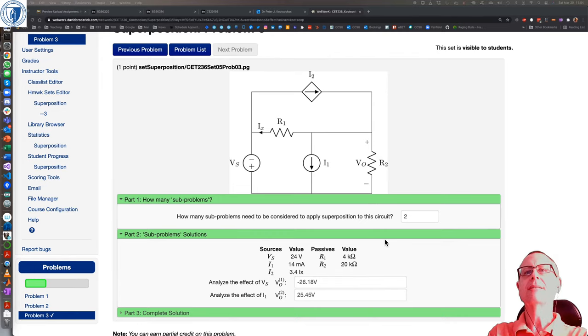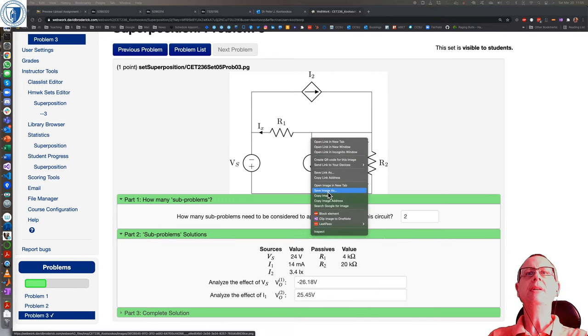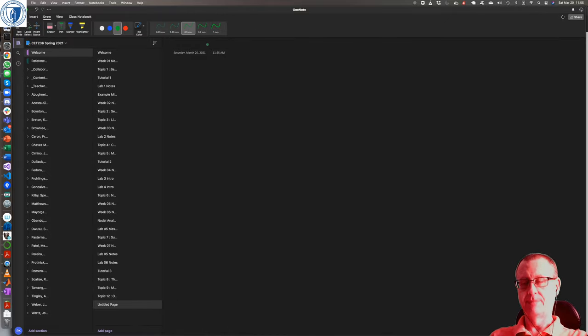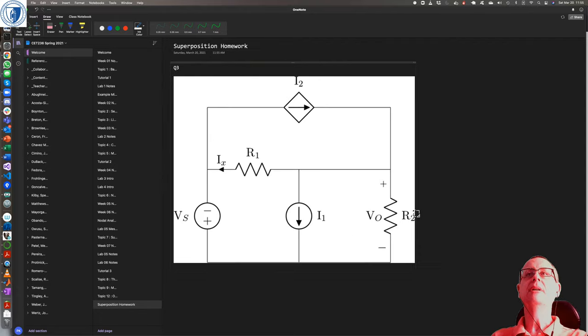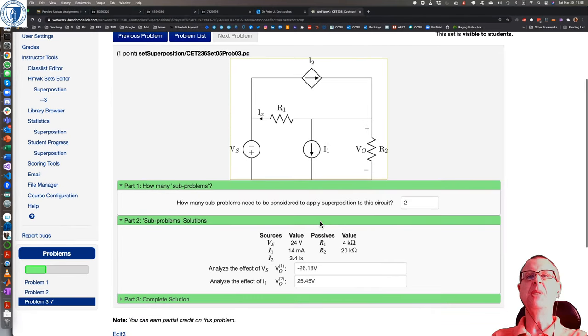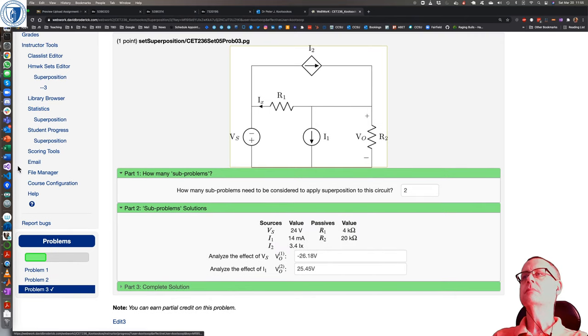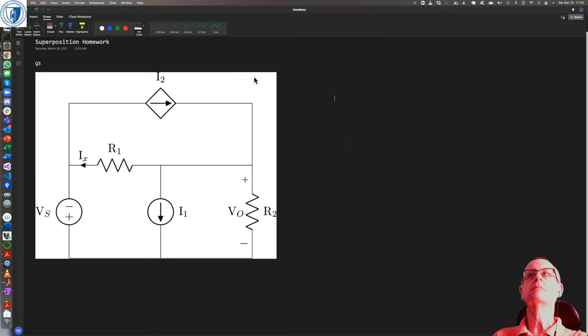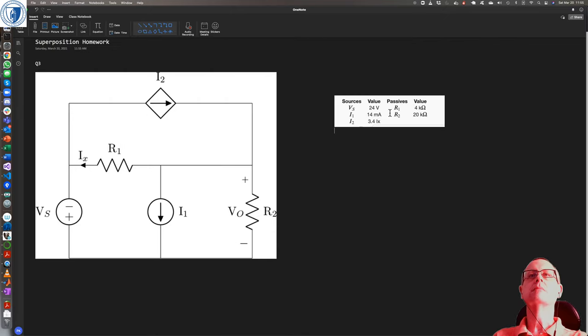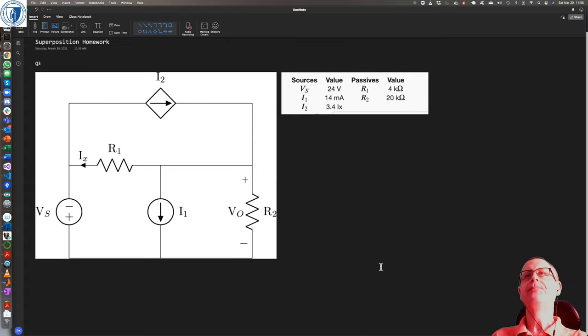Okay, and we're back. So let's have a look at question three. I'm just going to copy it over into OneNote. So let's just do this down here. And this is the superposition homework. And this is Q3. Let's just make that a bit bigger. And I'll just take a screenshot of the values as well.